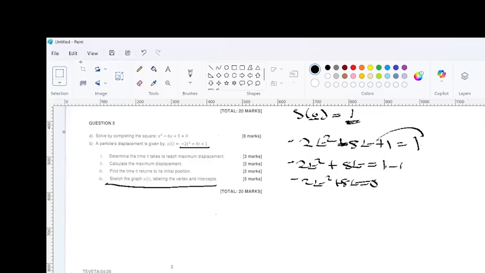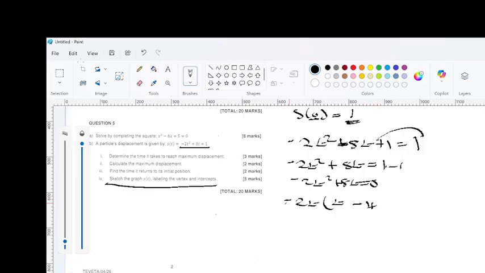So from there, what can we do? We have something which is common, so let's find out what is common. -2t, open parenthesis, remain with t minus, because we have a negative outside the parenthesis, so the negative becomes a positive. So it will be t minus 4, since 8 divided by 2 is 4. So -2t times -4 gives us positive 8t. So -2t(t - 4) equals 0.